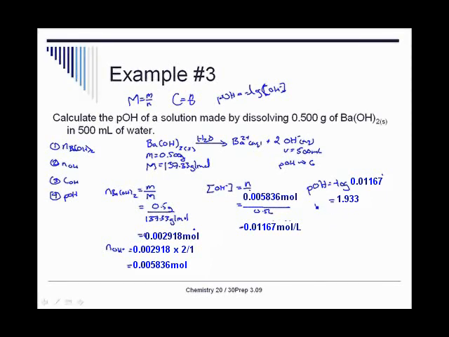So again, a very strong base. It should have a low pOH, and it does, so we should be happy, at least in terms of our answer making sense.